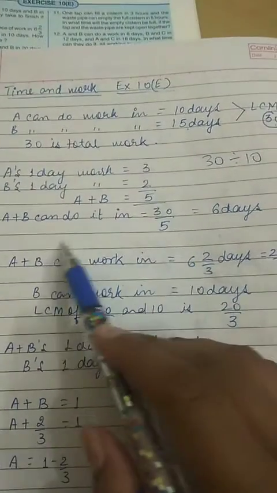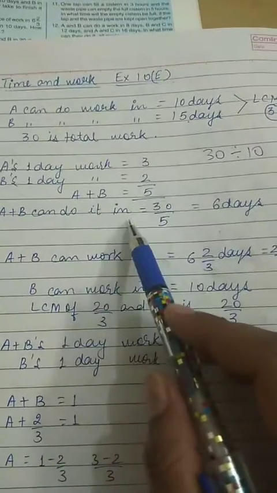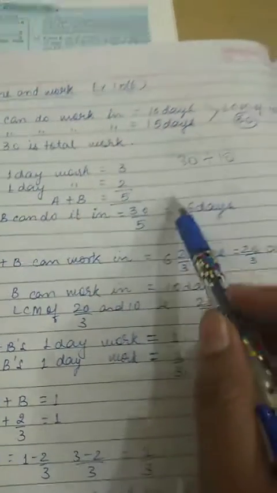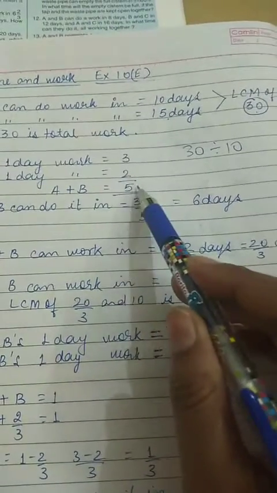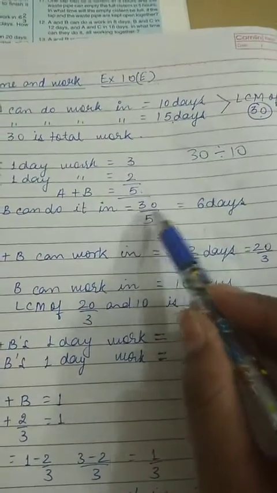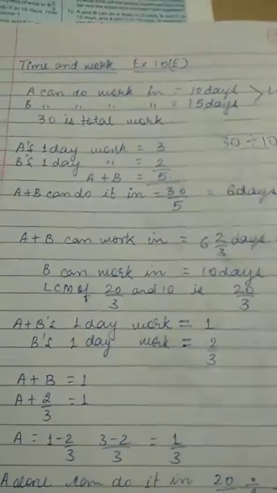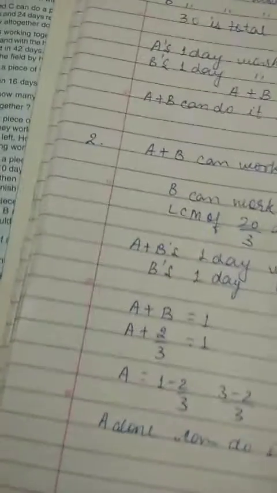So A and B can finish it in how many days? That is, they have to do the total amount of work and they have the efficiency to do 5 work. So 30 upon 5, that is 6 days. The next question is question number 2.